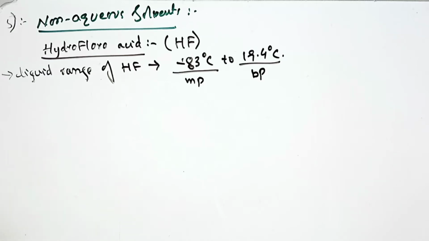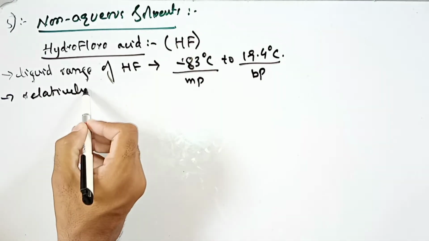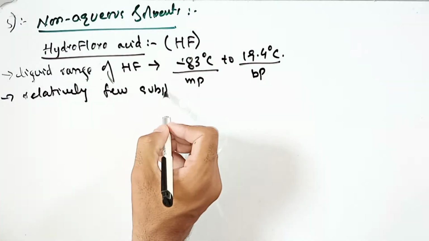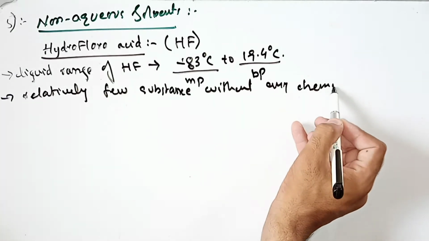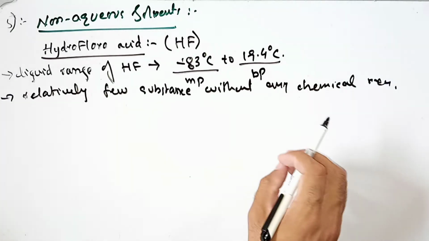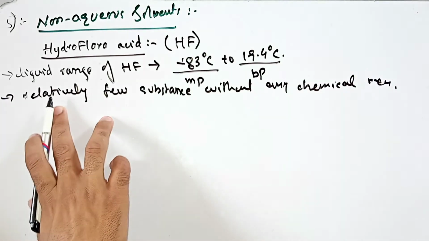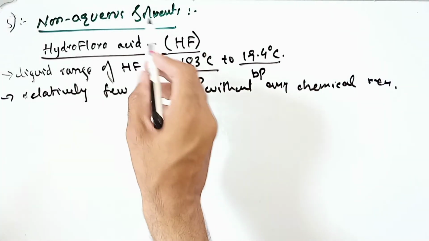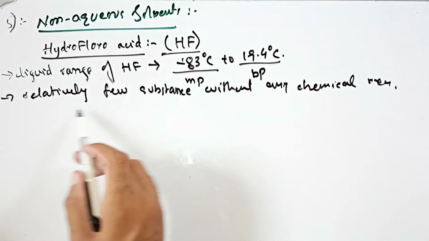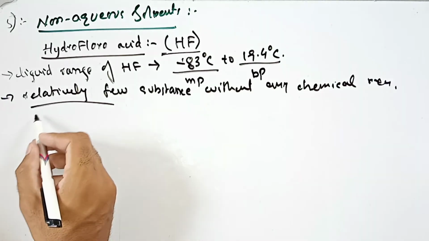The disadvantage of using HF as a solvent and reaction medium is that it can dissolve only relatively few substances without any chemical reaction, and that it has a poisonous character. This is the only disadvantage of hydrofluoric acid.